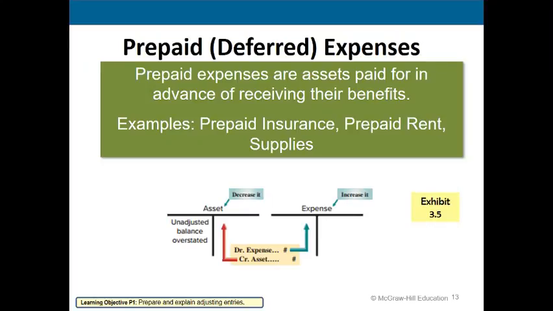All right, prepaid or sometimes called deferred expenses are assets paid for in advance of receiving their benefits. Well, we just saw a prepaid expense in our previous example of prepaid insurance. We paid for it in advance of receiving the benefits from that prepaid insurance policy. Other types of prepaid expense are prepaid rent. We prepay the rent ahead of receiving the benefit. Supplies is also a prepaid expense. We pay for supplies ahead of time, and then we use them in the future.